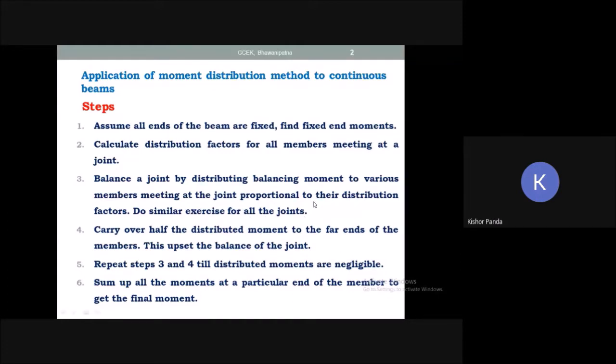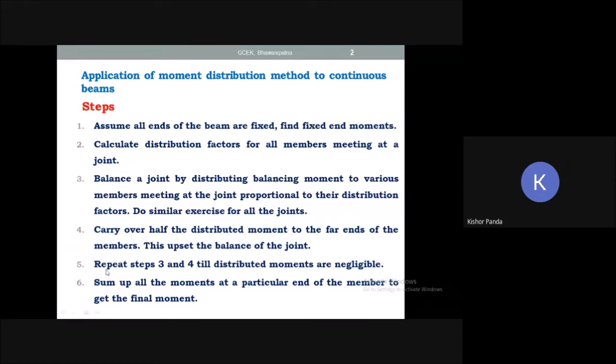This is the third step. You have to balance a joint by distributing the balancing moment to various members meeting at the joint proportional to their distribution factor. Then what is the fourth step? Carry over half the distributed moment to the far ends of the members. This upsets the balance of the joint. After balancing the moment, you have to carry over half of the distributed moment to the far end of the same members.